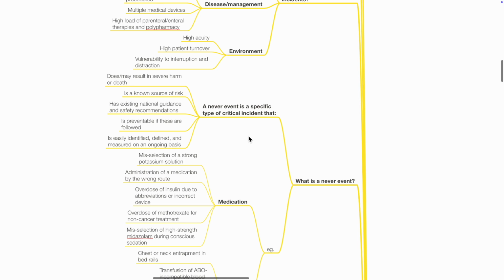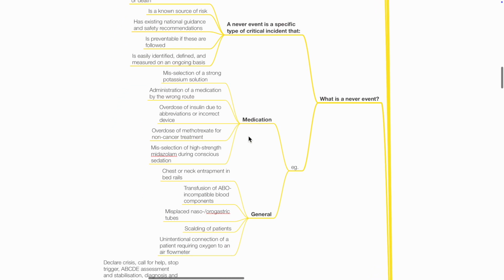Examples include misselection of strong potassium solution, administration of a medication by the wrong route, overdose of insulin due to abbreviations or incorrect device, overdose of methotrexate for non-cancer treatment, misselection of high-strength midazolam during conscious sedation, chest or neck entrapment in bed rails, transfusion of ABO incompatible blood components, misplaced nasal or oral gastric tubes, scalding of patients, and unintentional connection of a patient requiring oxygen to an airflow meter.